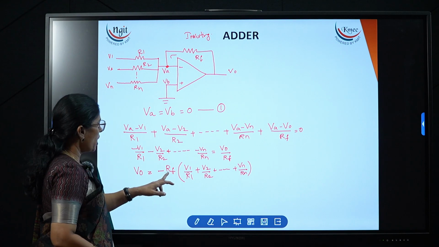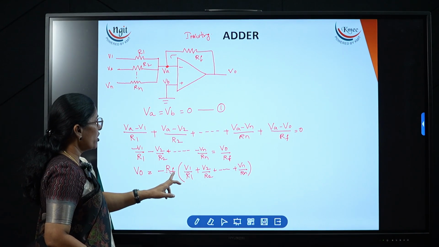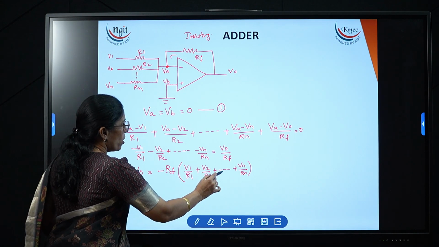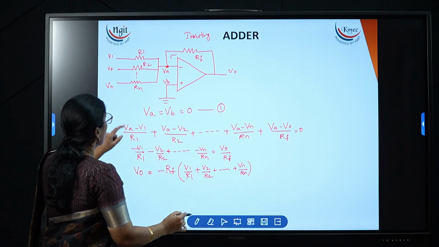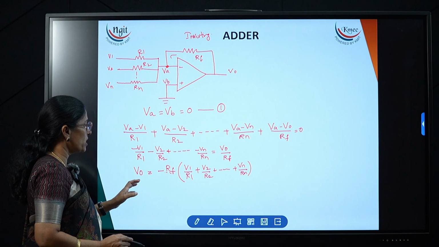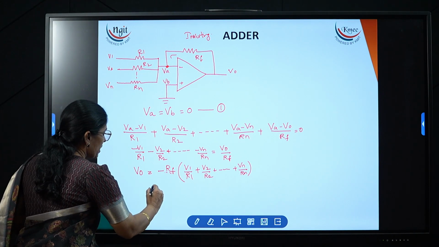Now here Rf by R1 is the gain for the first signal, Rf by R2 is the gain for the second signal, and so on. Rf by Rn is the gain for the nth signal. So this is the expression for the output.